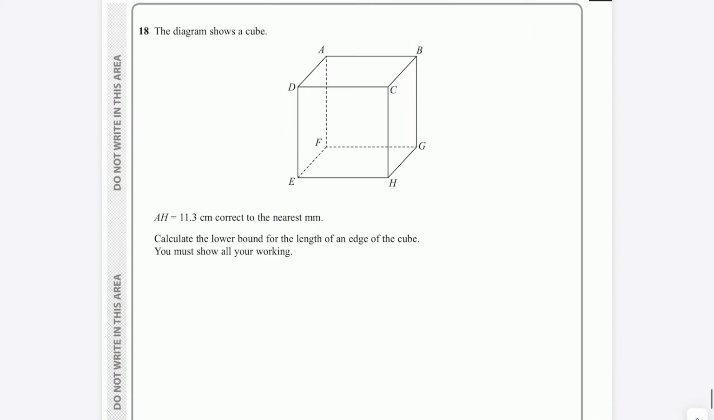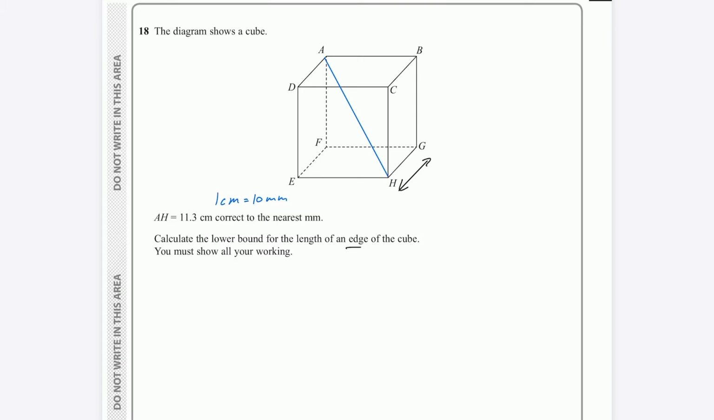Moving on to 18, so we've got a cuboid, and in a cuboid all sides are of equal length, and it's saying edge. Just to be clear, by edge, what it means is this. This is referred to as an edge, so if I grab my highlighter, that is an edge, that is also an edge, that is also an edge. In a cuboid, all edges have the same length, so we can call any of these x, and they've told us what A to H is. They've told us A to H is 11.3 centimeters to the nearest millimeter. And just so, write this down, 1 centimeter is 10 millimeters.